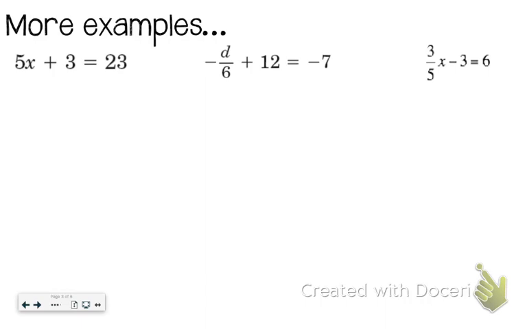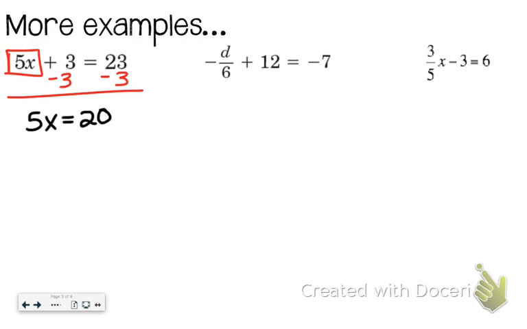All right, we got 3 more examples to finish out this video. First one is very similar to the first 3 that we did. First, we have to isolate the variable term, so get that 5x by itself. Since it's being added to 3, we need to subtract 3 from both sides to undo it and get that x term alone. I have 5x on the left and 20 on the right.